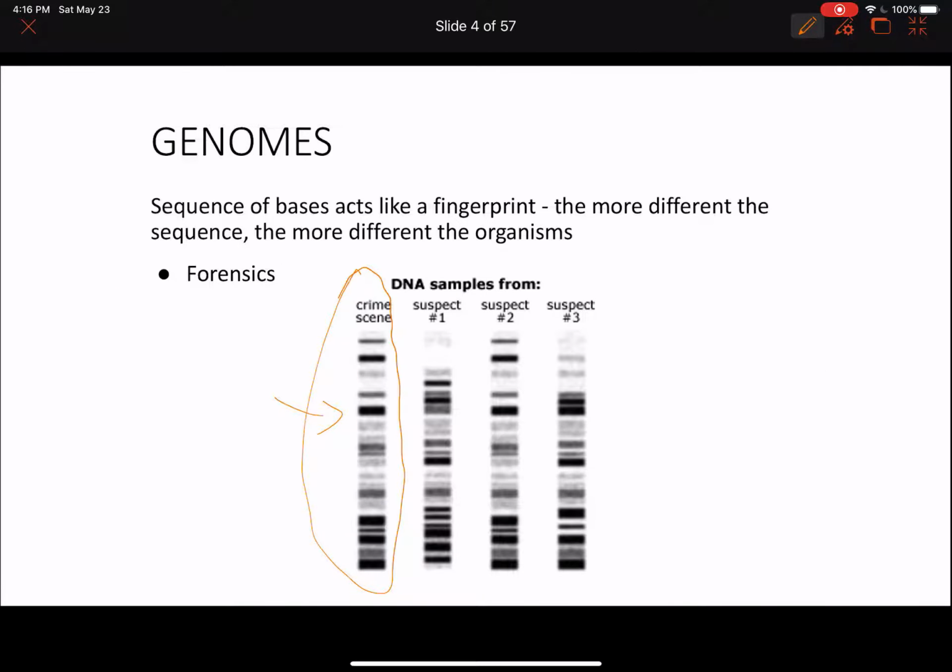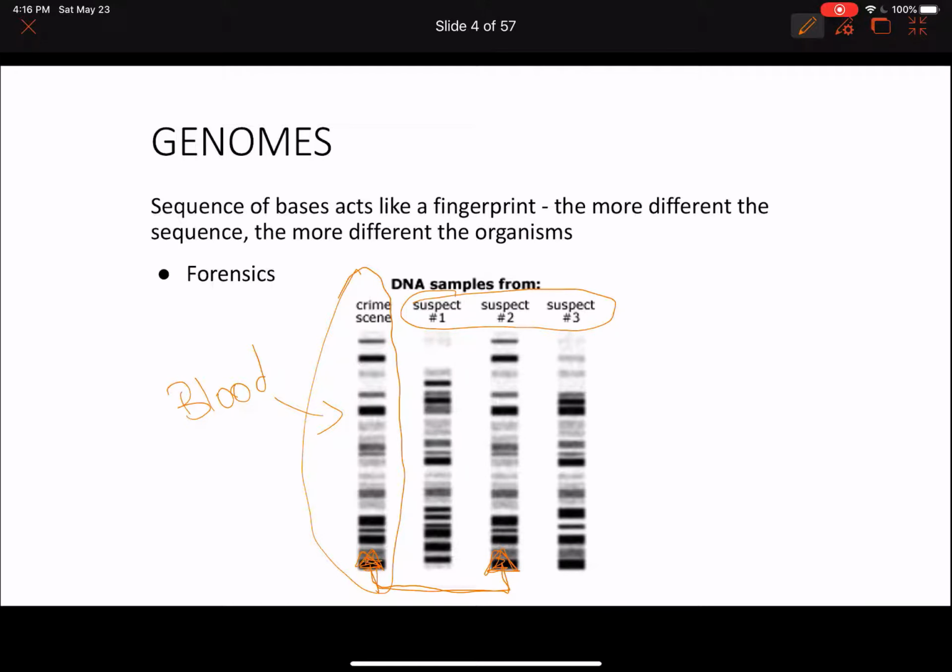So if you take blood from a crime scene and you do a DNA fingerprint, and then you take blood from 3 suspects, or cheek cells from 3 suspects, you can run out their DNA fingerprints and then look for a match. And so in this case, can you spot just by eye who was at the crime scene in this scenario? Yeah, suspect 2. If you compare these two together, they are identical.